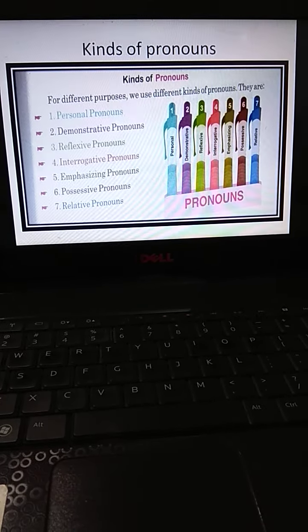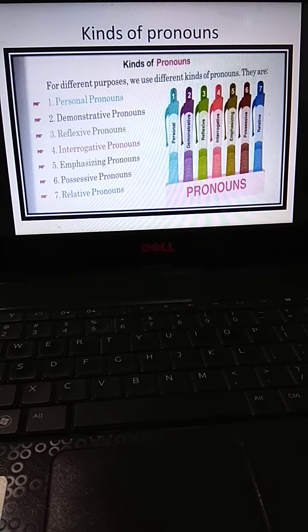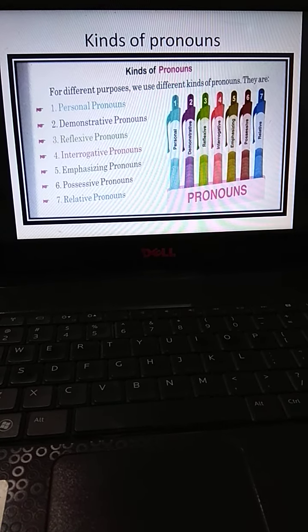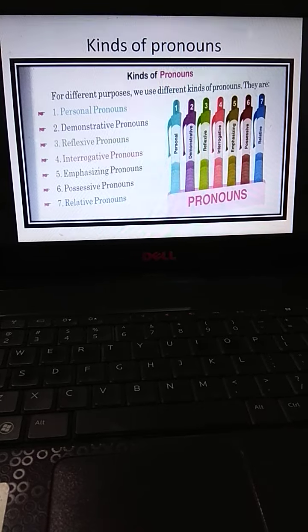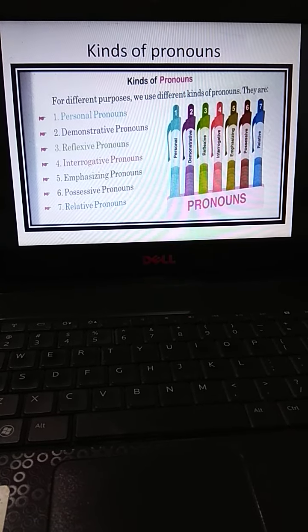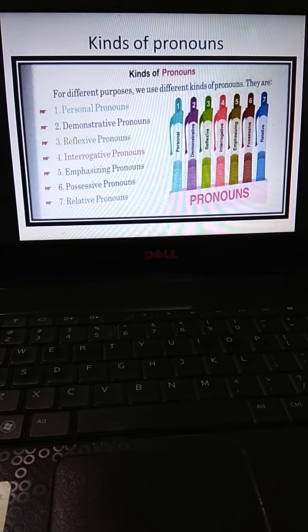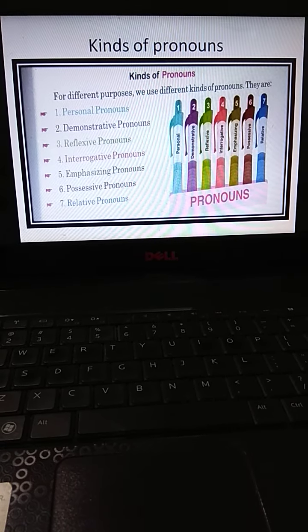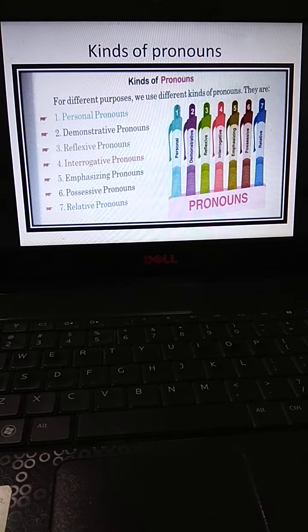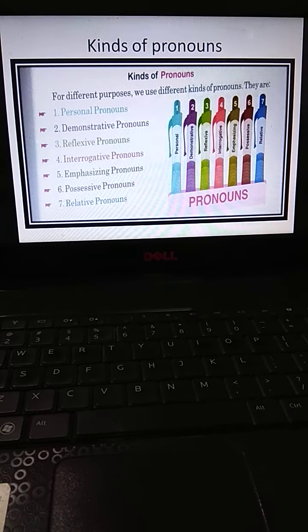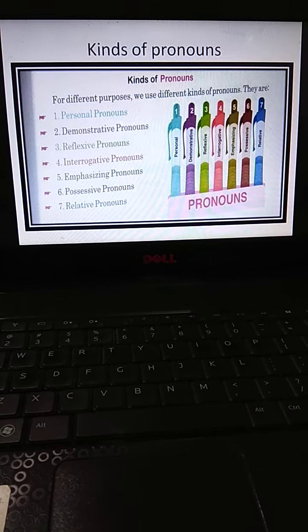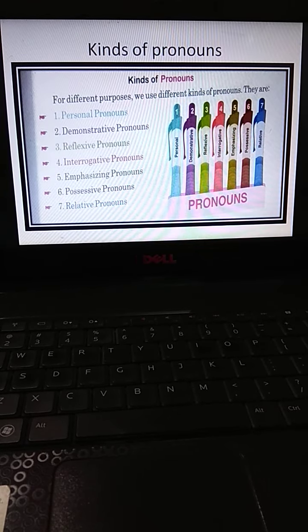Then, kinds of pronouns. For different purposes, we use different kinds of pronouns. They are personal pronouns, demonstrative pronouns, reflexive pronouns, interrogative pronouns, emphasizing pronouns, possessive pronouns, relative pronouns.